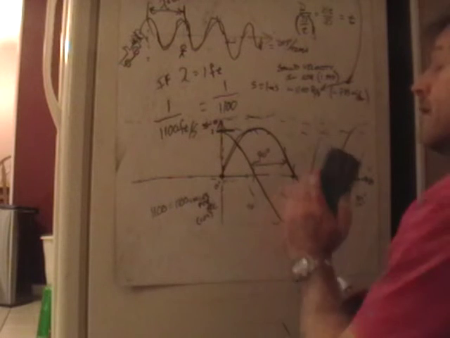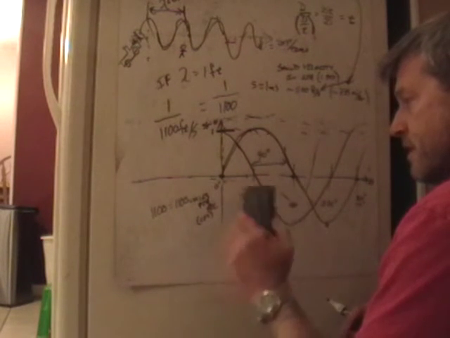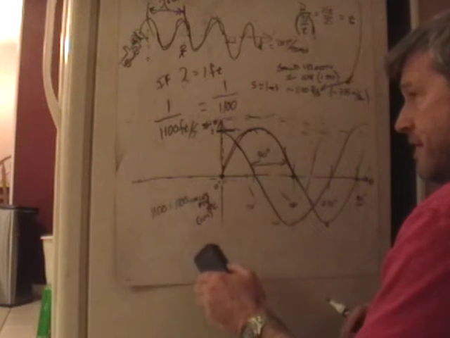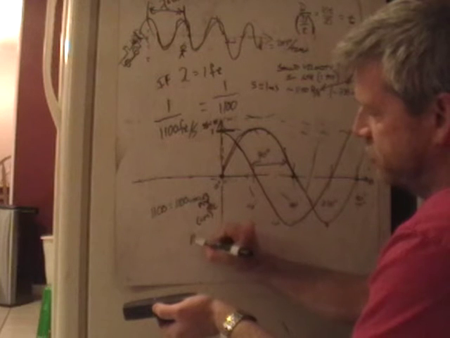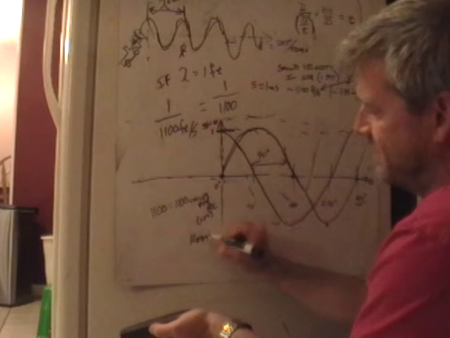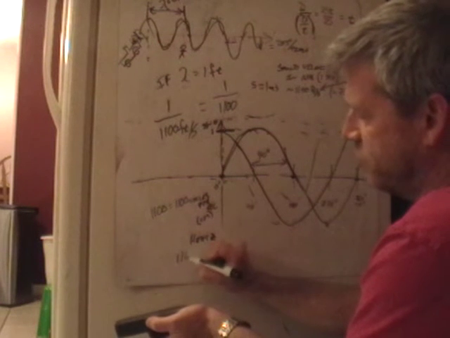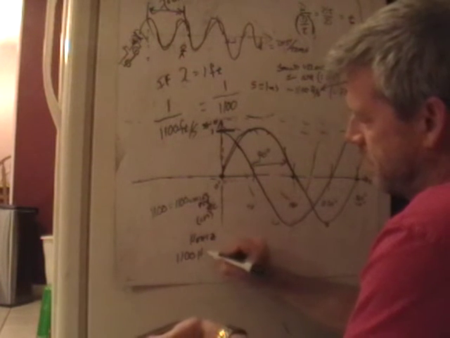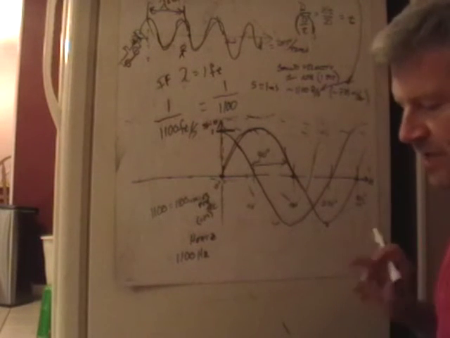Now, the metric system. This is named after, I don't remember his first name, Hertz. It's H-E-R-T-Z. That's 1100 hertz. HZ, capital H, little z.